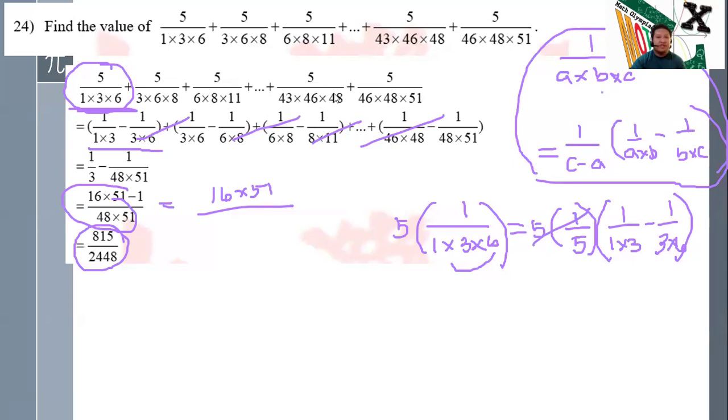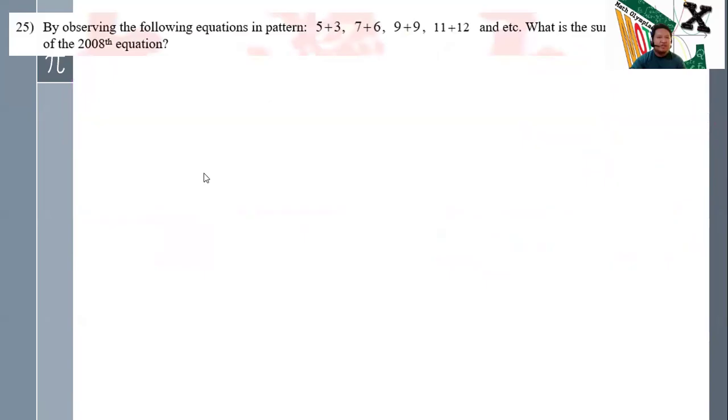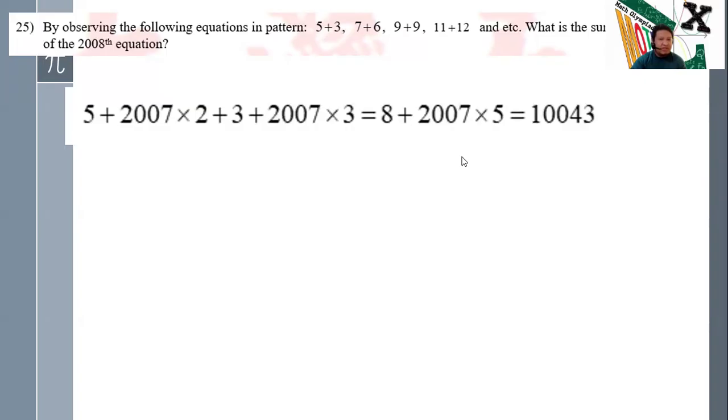Another partial fraction problem. Let's move forward to question number 25. Observing the questions below, 5 plus 3, 7 plus 6, and etc. What is the sum of the 2028 equation? I think there's something missing here. For number 25, there's a missing given.